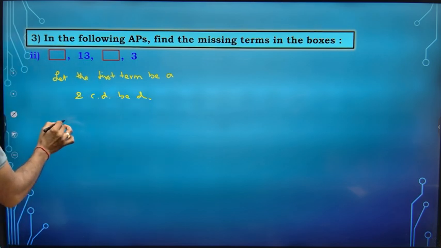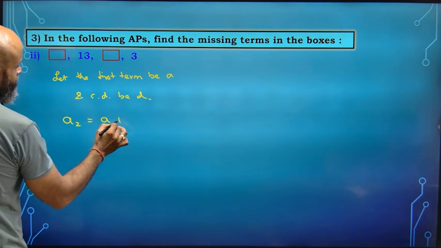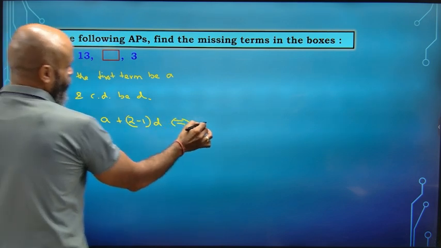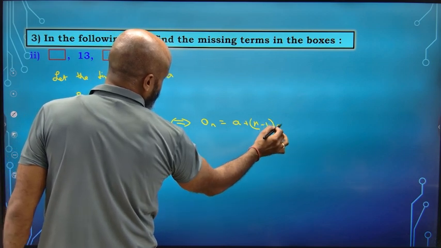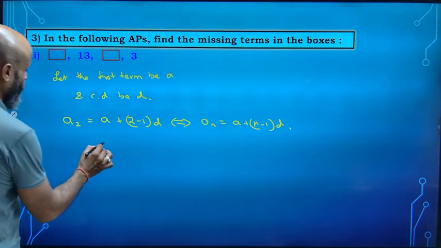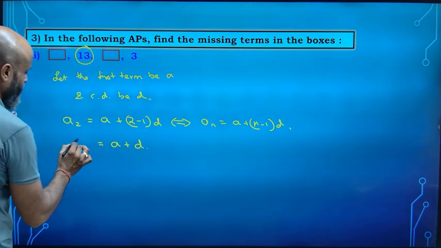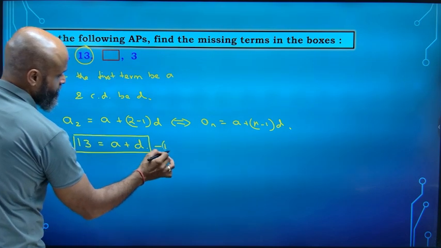So what do we have here? A2 will be equal to what? A plus 2 minus 1 into D. What is the formula here? Formula is AN is equal to A plus N minus 1 into D. So obviously A2 will be equal to A plus 2 minus 1 into D. So that is how much? A plus D. Now what is the value of A2 here? 13. So this obviously becomes your first equation.